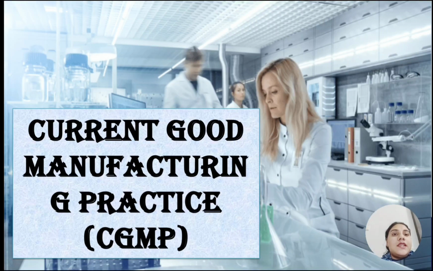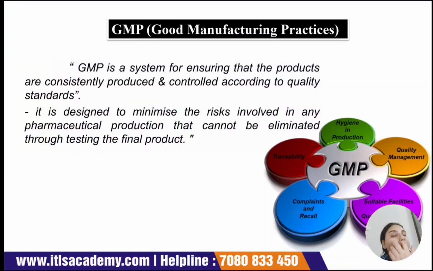So today in this lecture we are going to understand what current good manufacturing practices are. In the previous lecture we already covered GMP, that is good manufacturing practices. It is one of the types of GMP, that is CGMP. Here C stands for current, meaning current good manufacturing practices. That is the full form of CGMP.